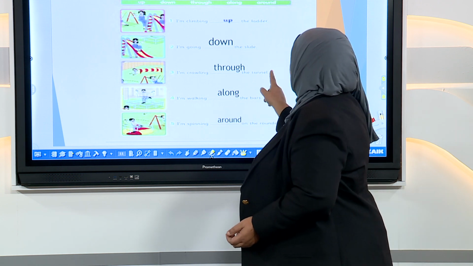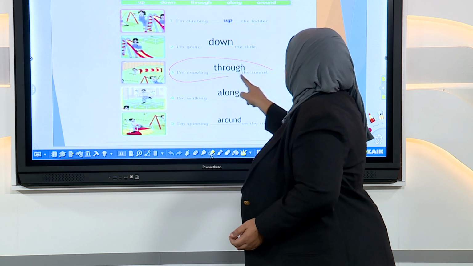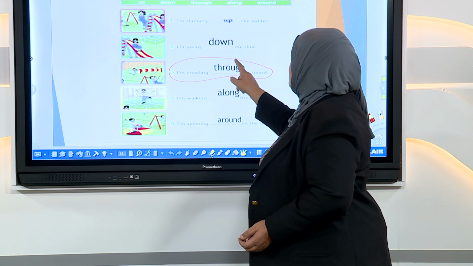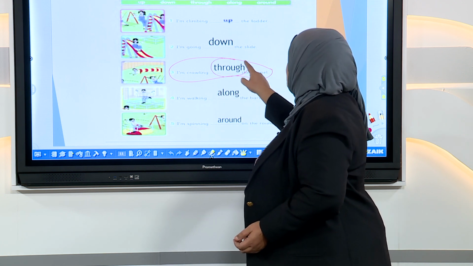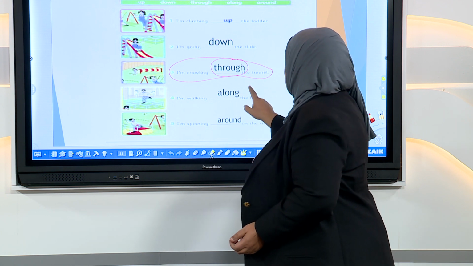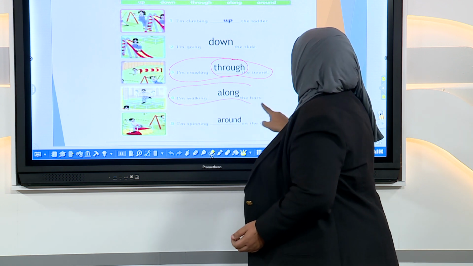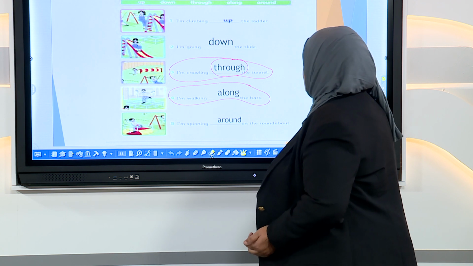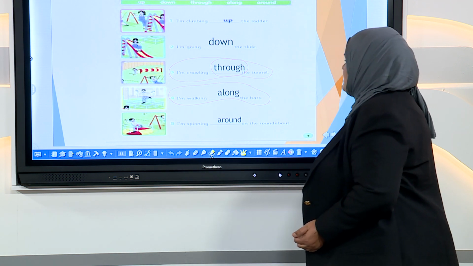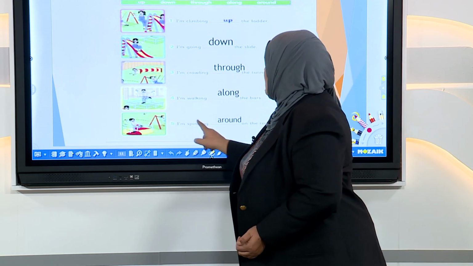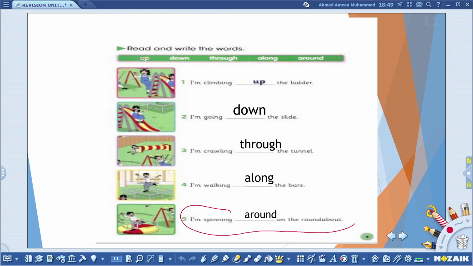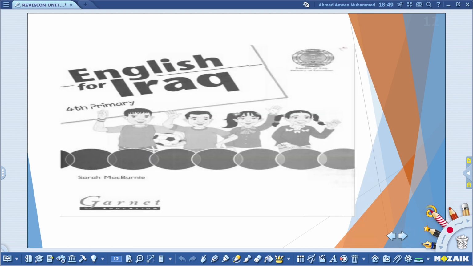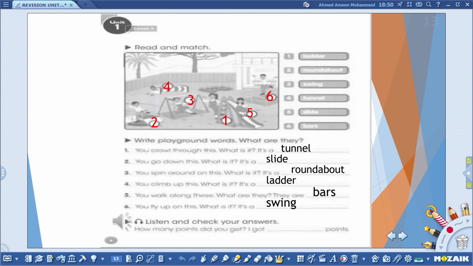Number three: I'm crawling through. أنا أزحف. فثرو عندي بمعنى خلال. I'm walking along the bars. أسير على طول قضبان التوازن. فهنا شوف الحركة. I'm spinning around the roundabout. أنا أدور حول قرص الدوران. هذا بما يخص الactivity اللي pupils book. Let's move to the activity book.